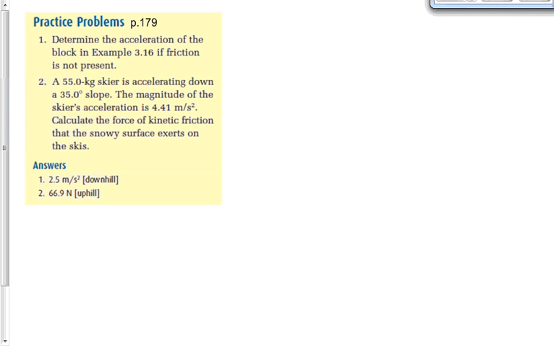We're going to take a peek at question number 2 here now. It says a 55 kilogram skier is accelerating down a 35-degree slope. So here's the slope, here's the skier.